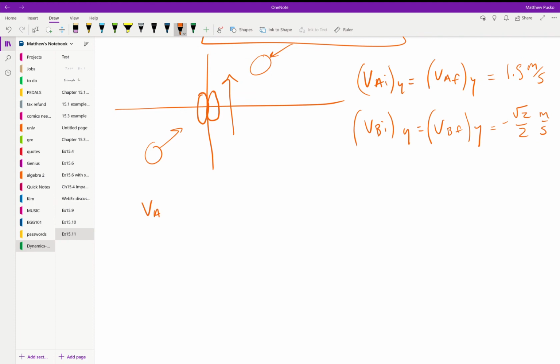Alright, if we wanted to put that back into vector form, we could. The velocity of A final is equal to negative 1.26 i plus 1.5 j meters per second, and the velocity of B final is positive 1.22 i minus 0.707 j, also in meters per second.